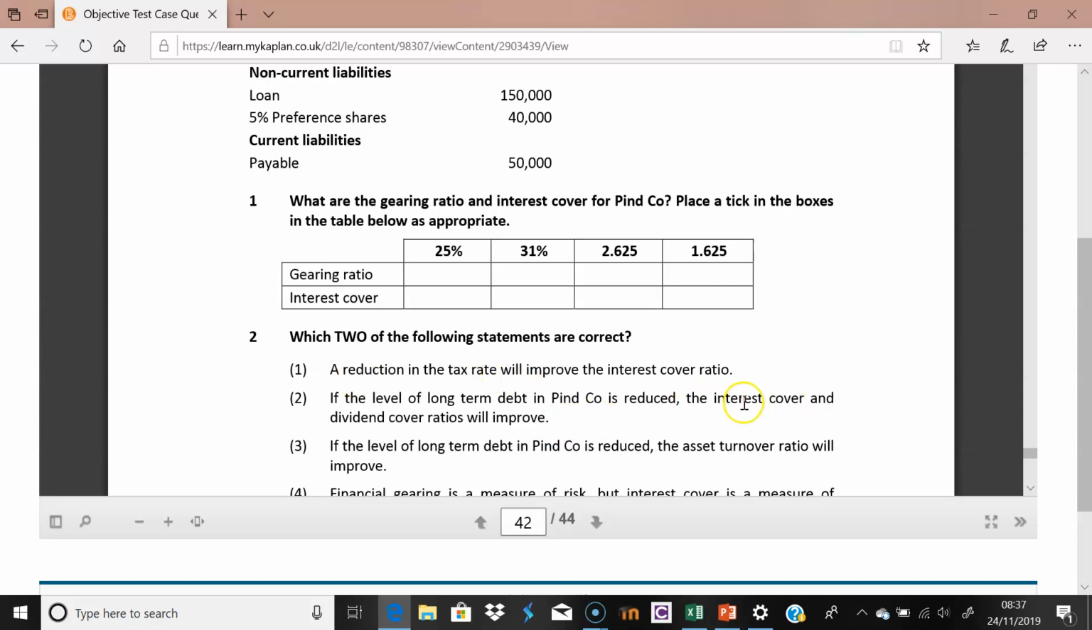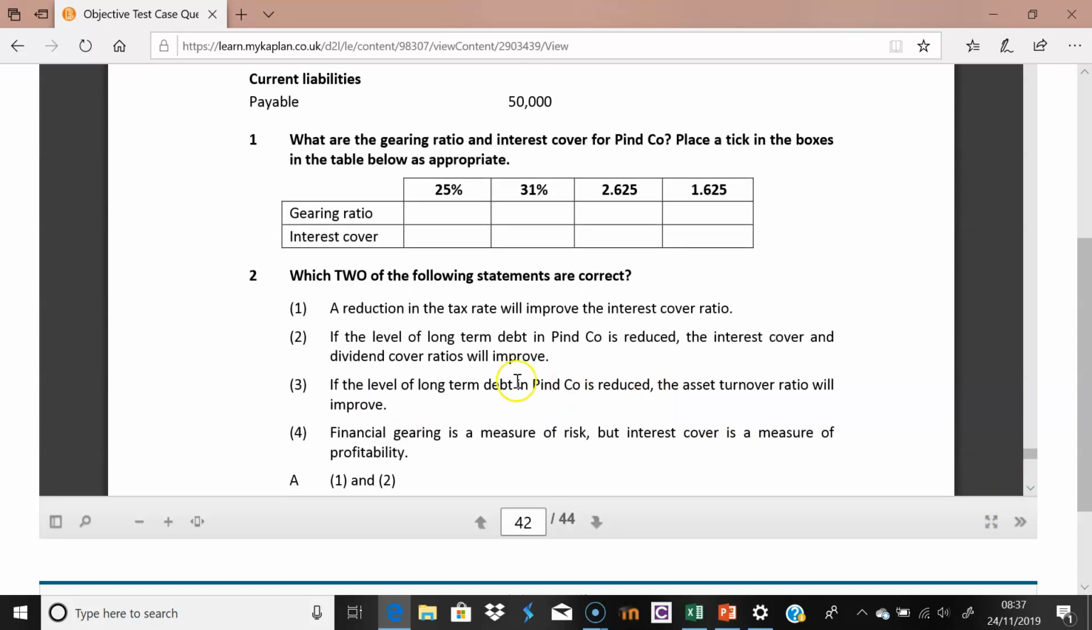So whether or not you're replacing the long-term debt with equity, the key point is that interest cover will fall. In dividend cover, you'd have more money to spread over your dividends, and so yes, that will improve. So number 2 is correct. And if the level of long-term debt is reduced, and so an asset turnover ratio, your asset turnover is your revenue divided by, if you like, your capital employed.